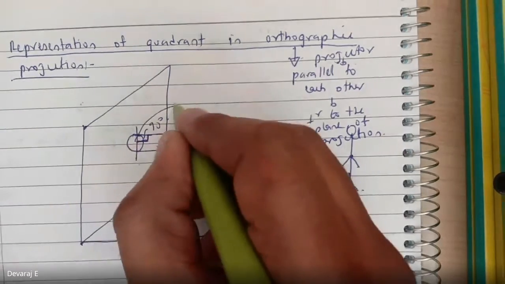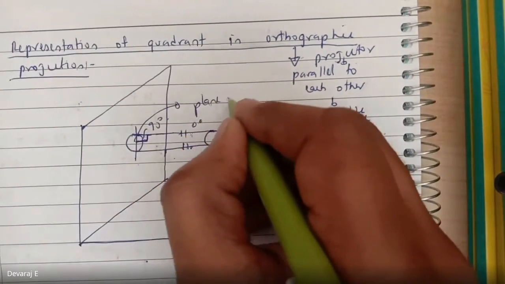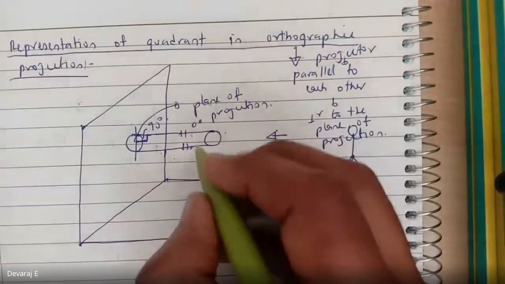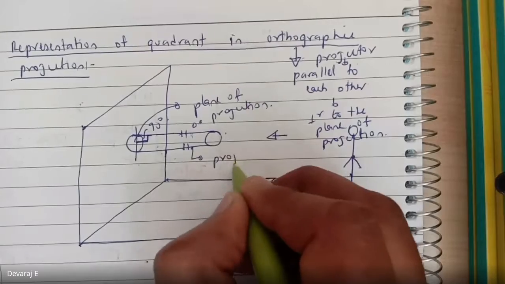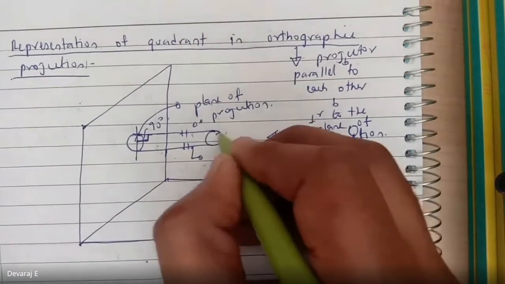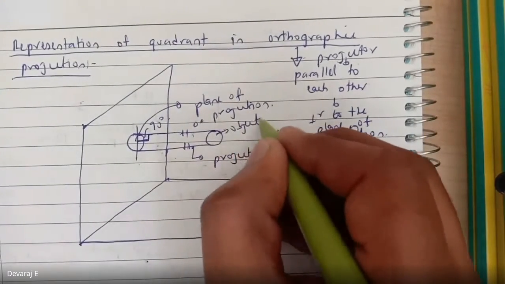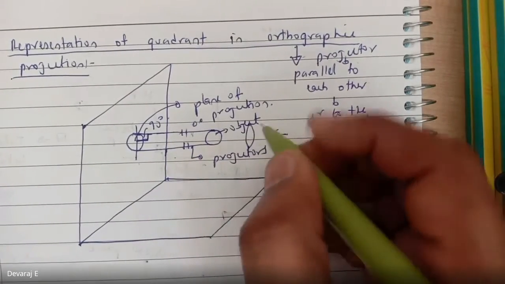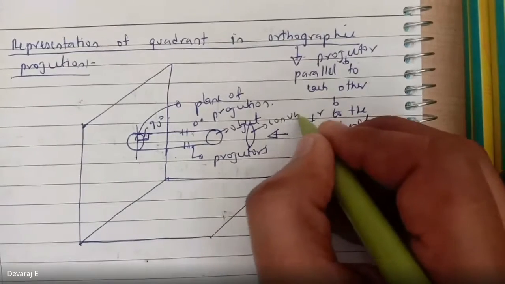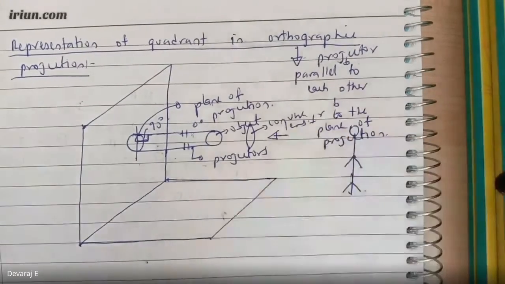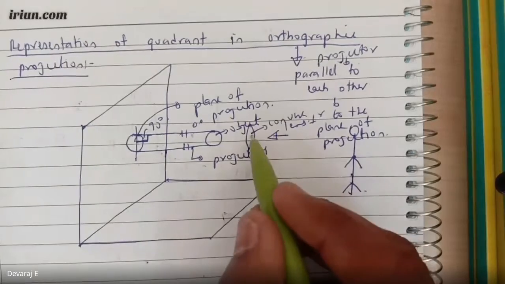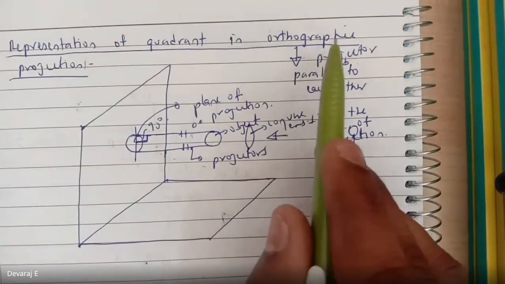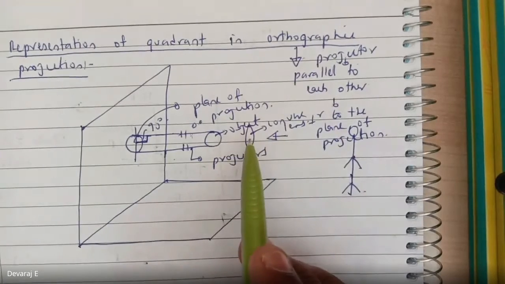So this is called the plane of projection, and these are your projectors. This object. If you want to obtain this, then what should we keep? We should keep the convex lens, right? Right, students? Yes, sir. But we will not mention these things in the problem. You should analyze what is meant by orthographic. Orthographic means we should keep the convex lens here.